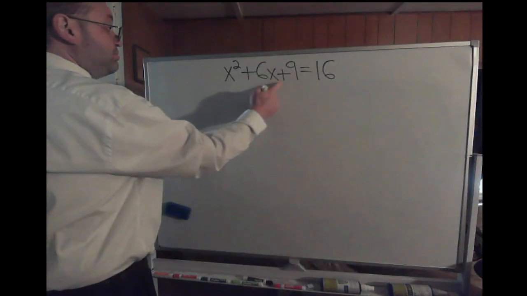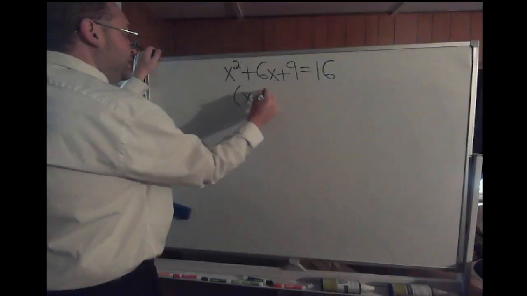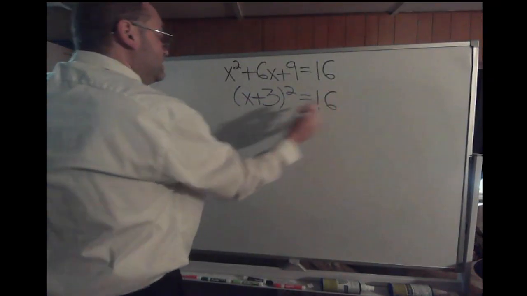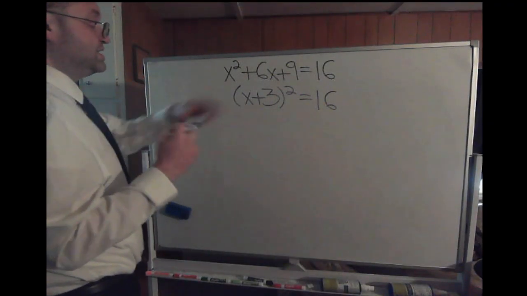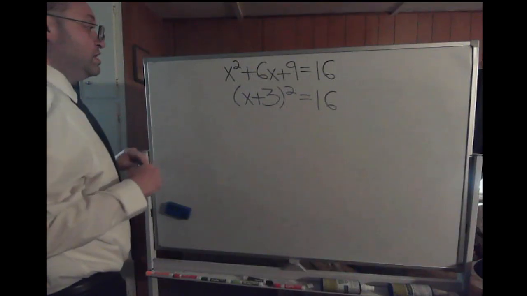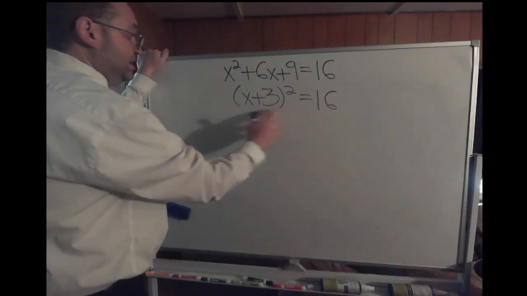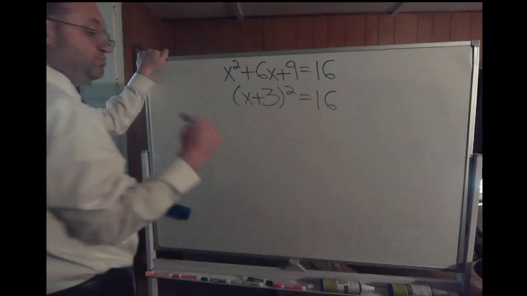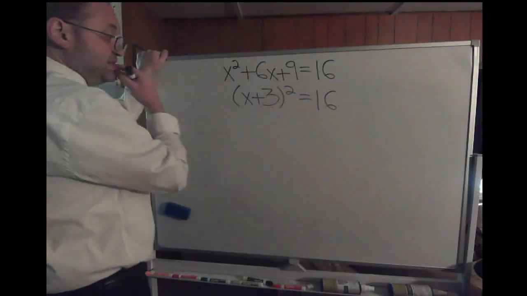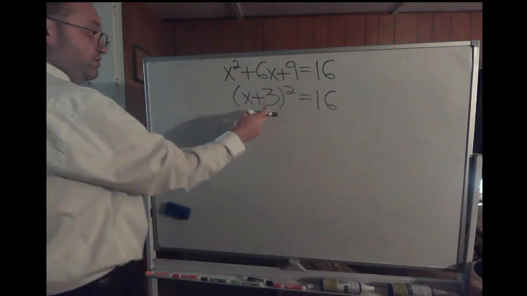But we know x squared plus 6x plus 9 is the exact same as x plus 3, that quantity squared. That would be equal to 16. Right? X squared plus 6x plus 9 turns into x plus 3, that quantity squared. Because what we're trying to do today is only two perfect squares equal to each other. So x squared plus 6x plus 9 turns into the perfect square of x plus 3. All right, so now we've got our perfect square.